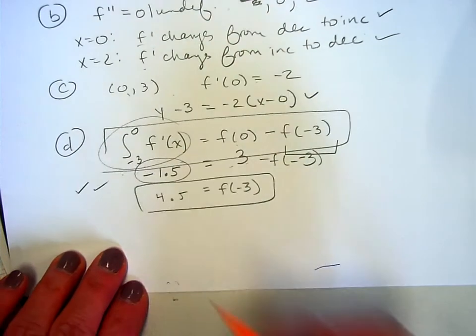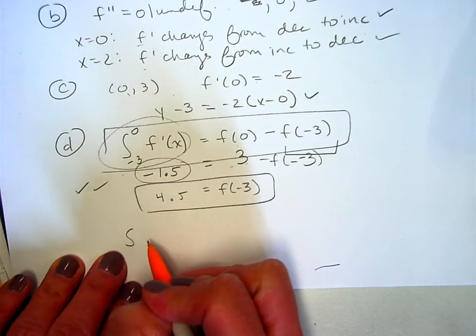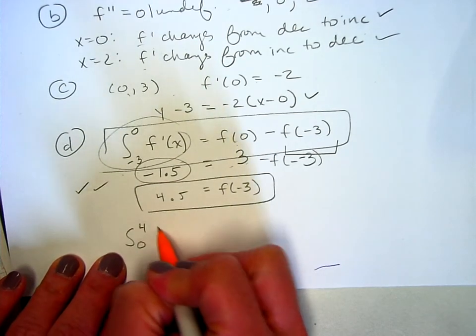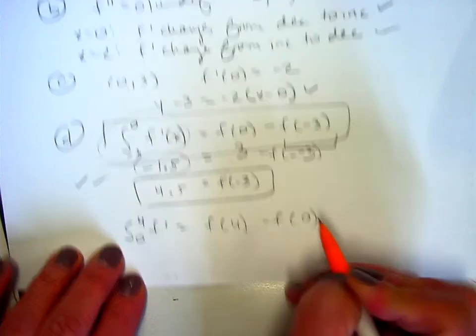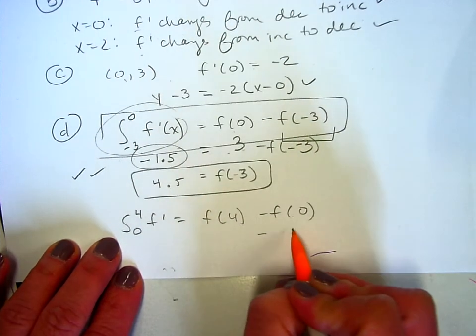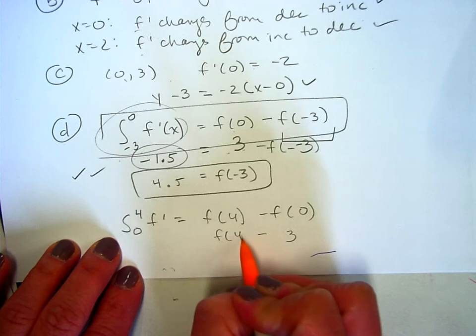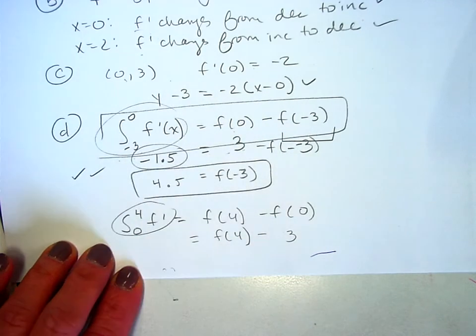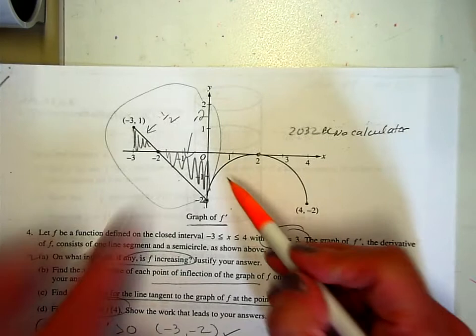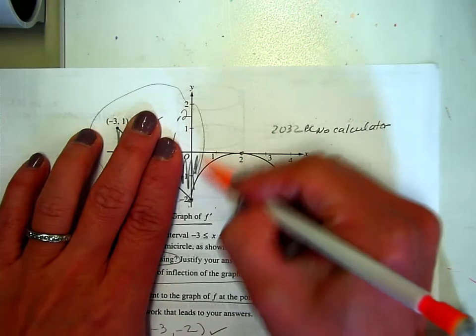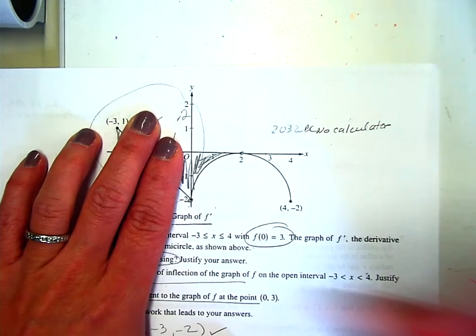Okay, I'm going to do the same thing for 4. I'm going to use 0 and 4. So this is f of 4 minus f of 0. Again, f of 0 is given. I know this is 3. I need to find f of 4. I'm going to, again, go to my graph and do it geometrically. So if I look from 0 to 4, what I'm looking for is this here. I'm going to color it in orange.